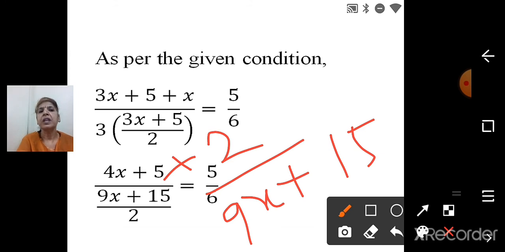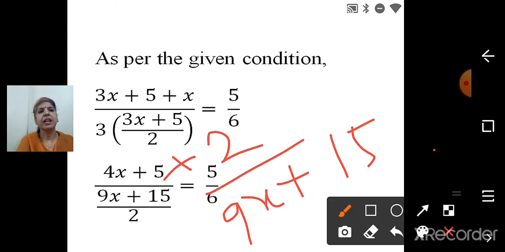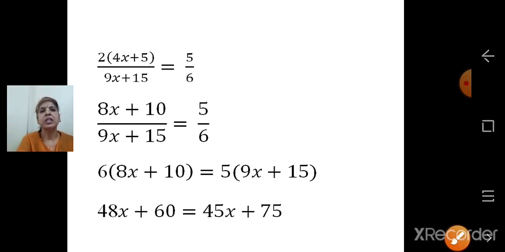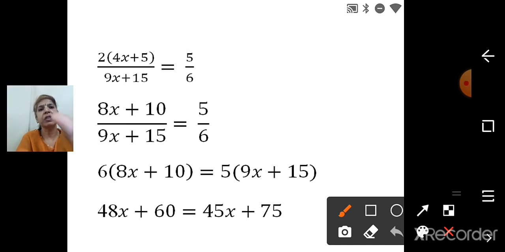So you will have 2 multiplied by 4x plus 5. This you have to understand: the upon 2 has gone, and it has gone to the numerator as multiplied by. So 2 multiplied by (4x plus 5) upon 9x plus 15 is equal to 5 upon 6. This part you have to understand, children. Now opening the bracket, 2 multiplied with 4x is 8x, plus 2 multiplied with 5 you get 10, upon 9x plus 15 is equal to 5 upon 6.